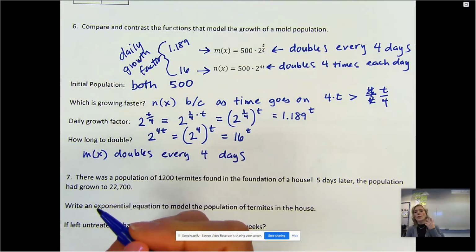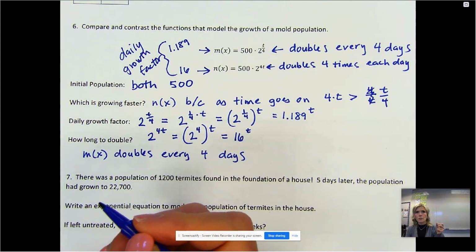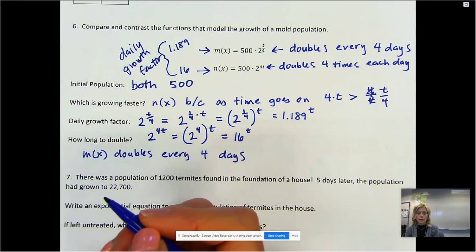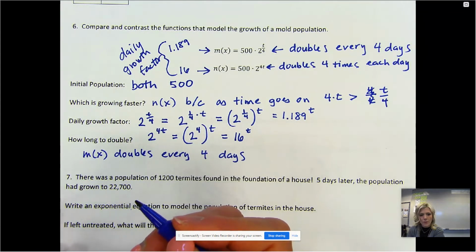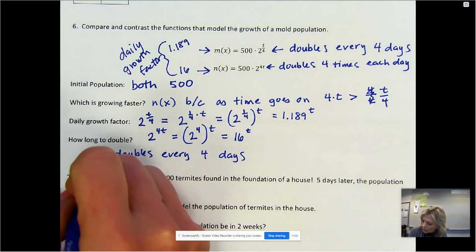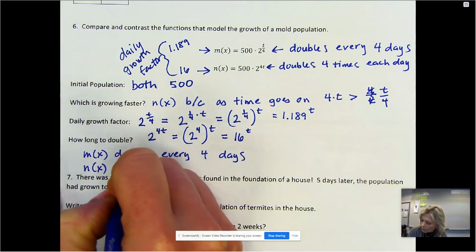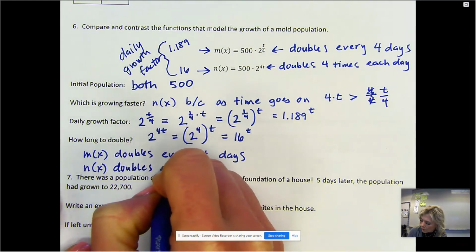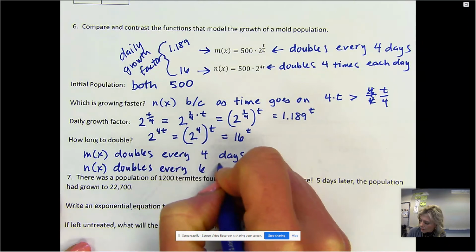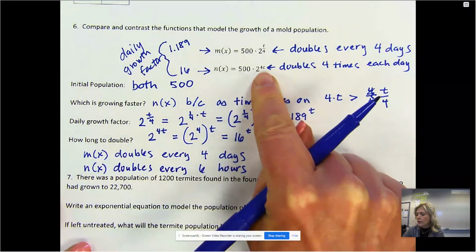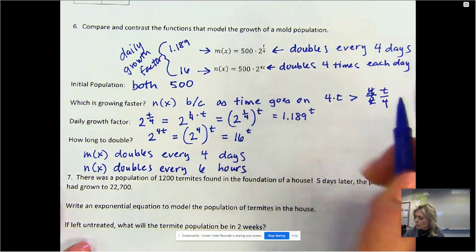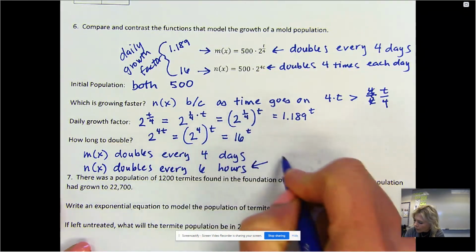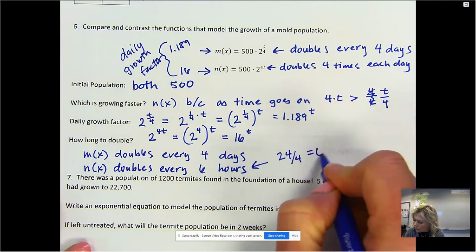So if it doubles 4 times each day, and a day is 24 hours, then it takes 6 hours, right? 24 divided by the 4 times that it doubles. So every 6 hours. So n of x doubles every 6 hours. Okay, again, this means 4 times in a day. And a day is 24 hours. 24 divided by 4 equals 6. So that's how I got 6 hours.